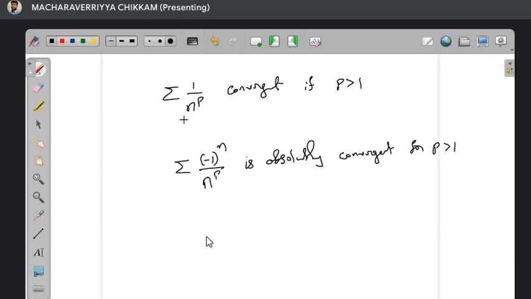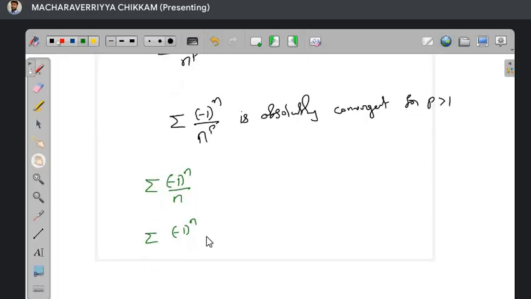Why? Because the corresponding absolute series is convergent for p greater than 1. Therefore, the alternating series will be absolutely convergent for p greater than 1. Okay, now we need to know about when it is conditionally convergent. I hope you must have observed these two problems, summation minus 1 power n over n and summation minus 1 power n over root n. And of course, we proved that these two series are conditionally convergent.